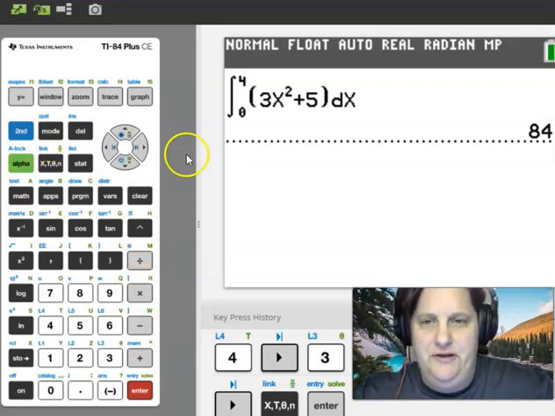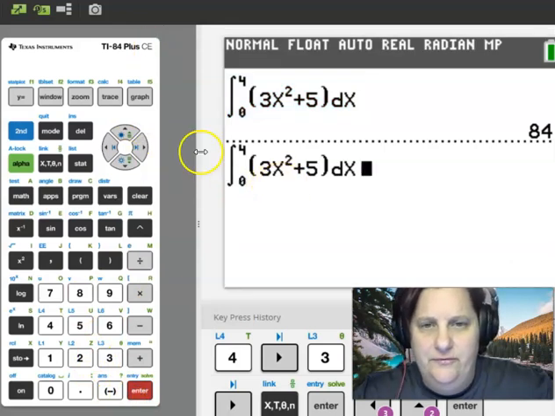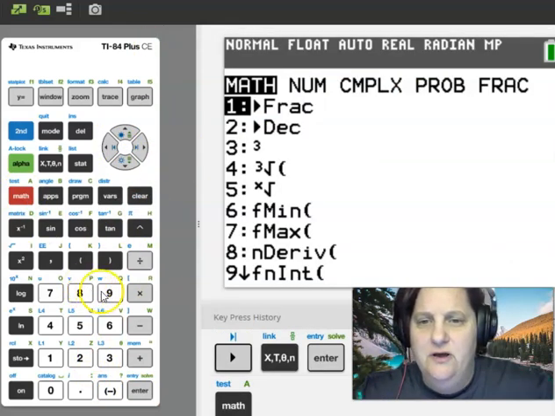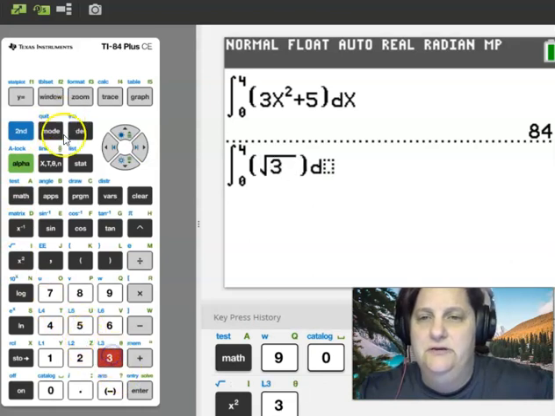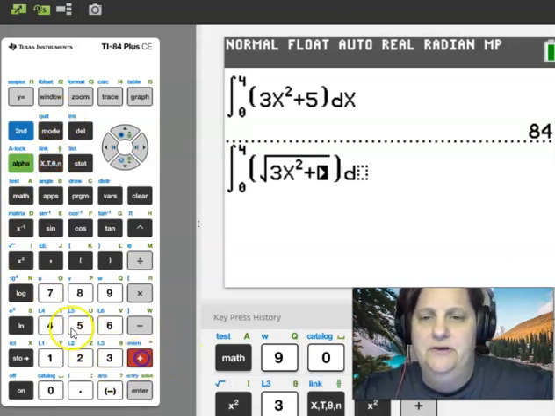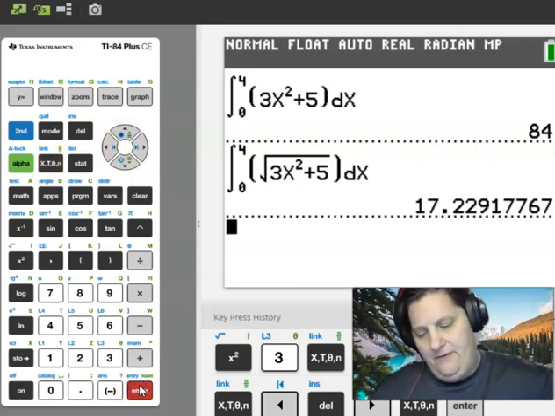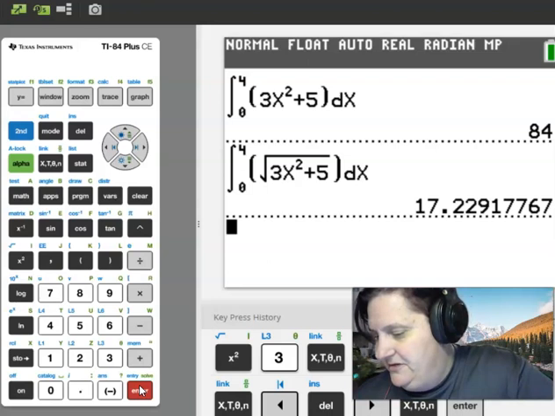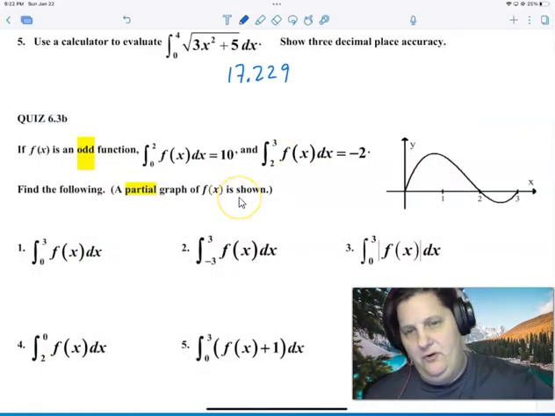Sorry, the square root of 3x squared plus 5. I was like, why does it say 3 places of accuracy? Oh, for goodness sakes, I just need to start over. Okay. 0 to 4. The square root of, it's late, 3x squared plus 5 dx. Whoops. One more dx. There we go. Ah, right, that looks better. So this is just 17.229. Okay? All right, perfect.